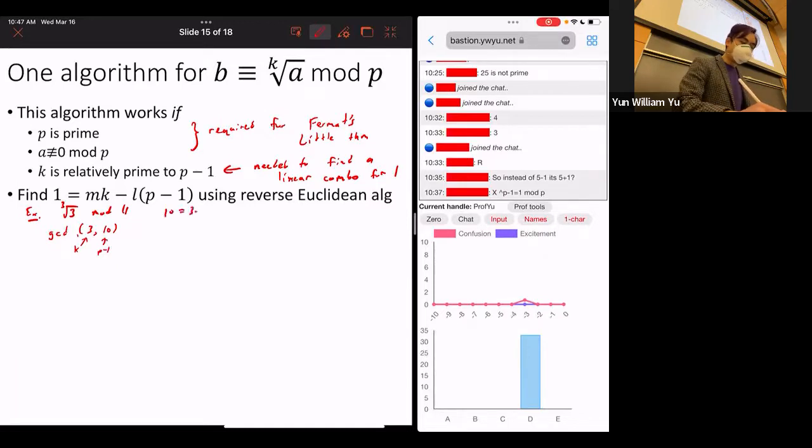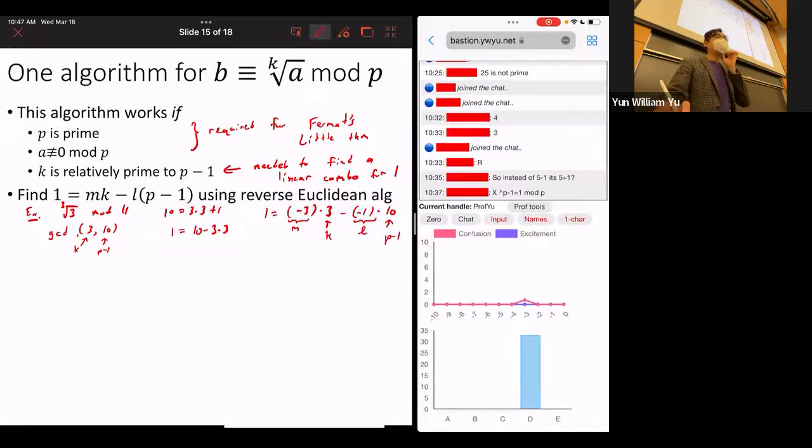Well, 10 is equal to 3 times 3 plus 1. So 1 is equal to 10 minus 3 times 3. You have to be a little bit careful with signs here. So I'm going to rewrite this as 1 is equal to minus 3 times 3 minus 1 times 10. And you note that, of course, this here is k, and this here is p minus 1. Sorry, that wasn't L, that was p minus 1. And this here is L, okay? So you're going to rewrite it in this format.